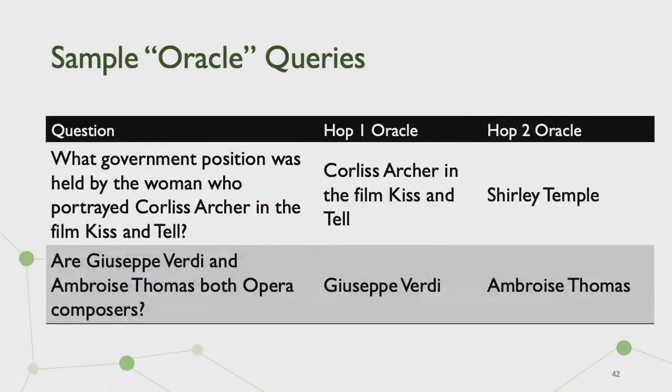So here are some examples generated by this heuristic. On the left, you have the question, what government position was held by the woman who portrayed Frances Archer in the film Kiss and Tell? And if you follow our heuristic in the first step, the heuristic actually generates Frances Archer in the film Kiss and Tell, which is pretty decent. But on the second step, it describes a new entity. This demonstrates how this could be difficult for retrieval models.